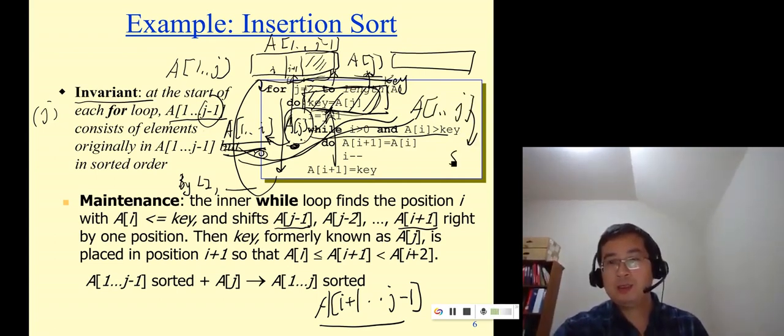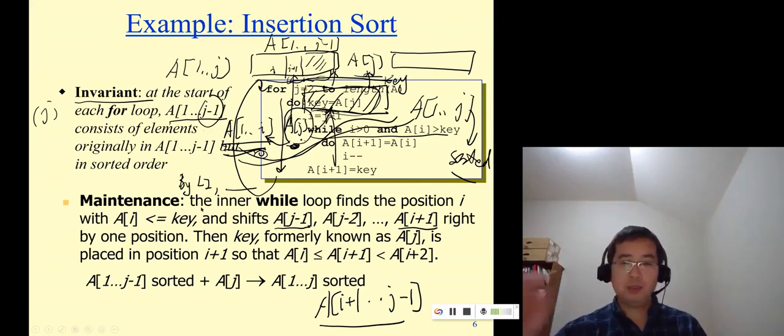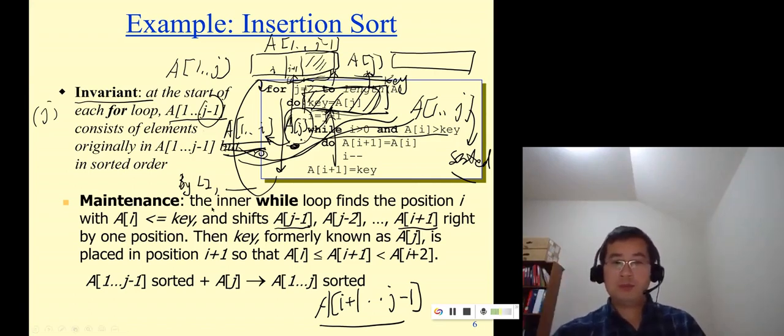Okay, so this is the basic idea. Let's look at the words, but you can use any words to present this meaning. By the loop invariant, you can say that at the start of the j loop, a[1] till a[j-1] already form a sorted array containing the elements originally from a[1] till a[j-1].